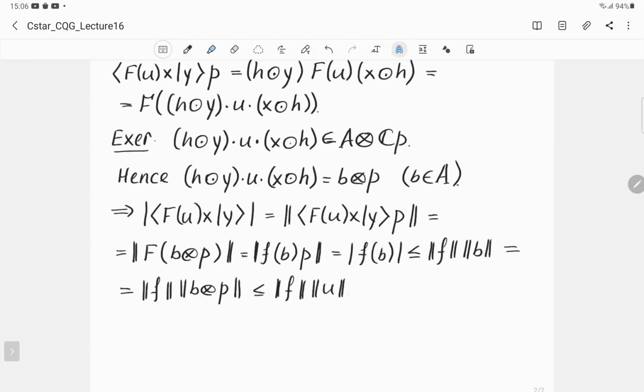The right-hand side doesn't depend on x and y. And finally, we take the supremum of this over the unit ball. So x and y run over the unit ball. And as a result, we see that indeed big F is bounded, and the norm of big F is less than or equal to the norm of little f. And this is exactly what we wanted to show. So this completes the proof.